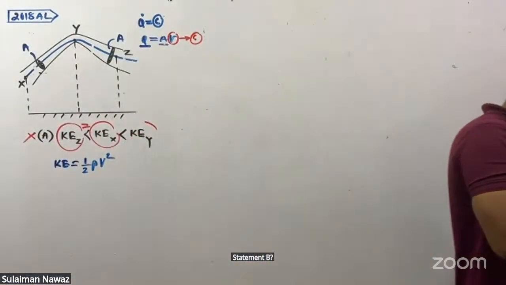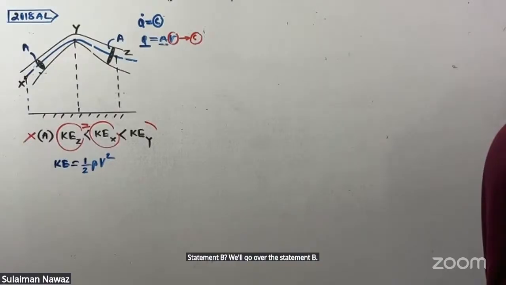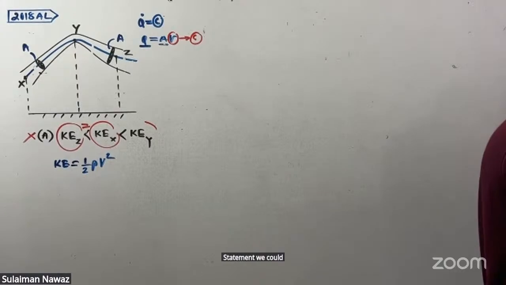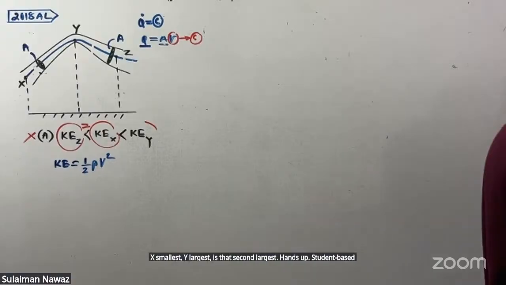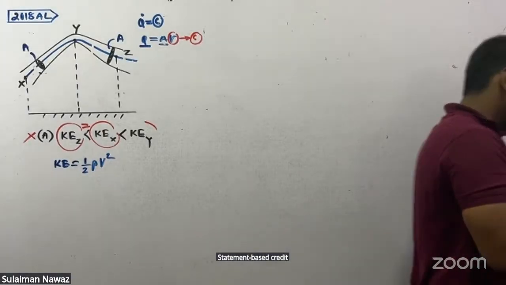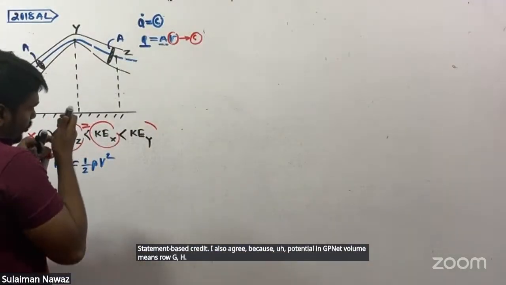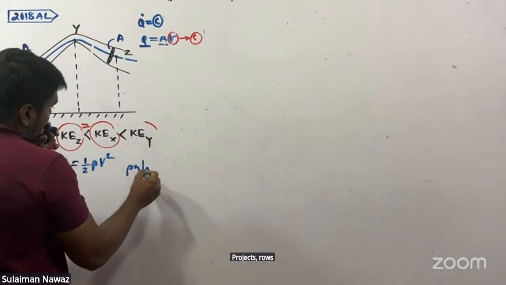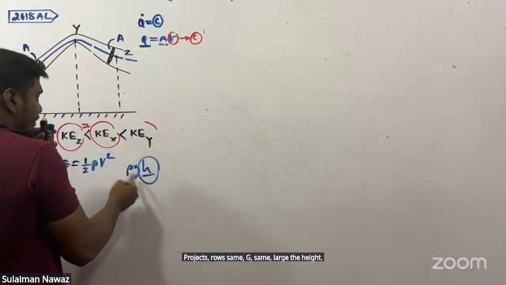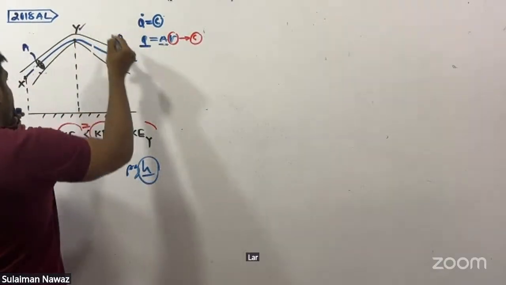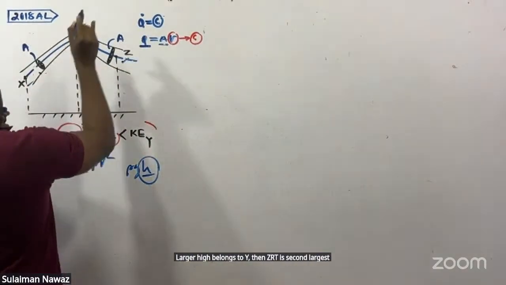We'll go to statement B. Hands up, who says statement B is the correct answer? Statement B: potential energy is smallest at X, largest at Y, and Z is second largest. I also agree, because potential energy per unit volume means rho g h. Rho is the same, g is the same. The larger the height, the larger the potential energy per unit volume. The largest height belongs to Y, then Z is second largest, and the lowest height belongs to X.